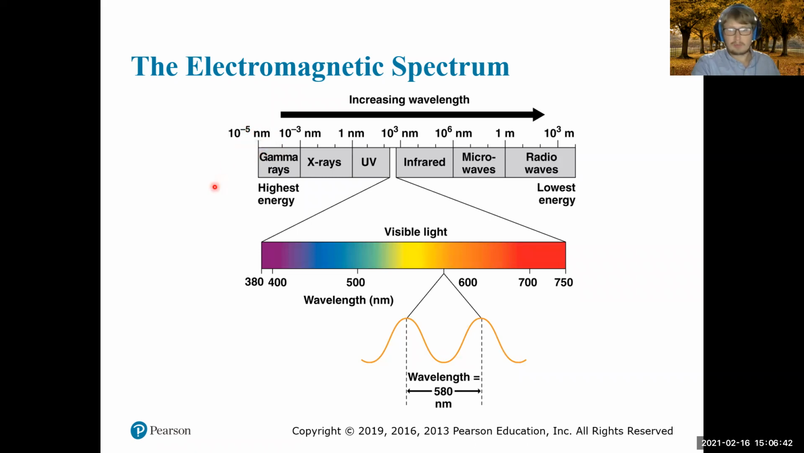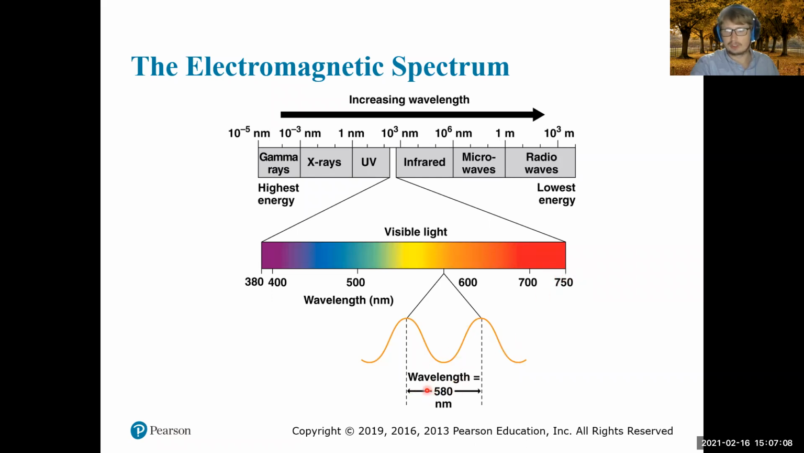Now, the visible spectrum, so the visible radiation that we can see as color, is from 380 nanometers to 750 nanometers. And depending on the wavelength determines the color. So for example, shorter wavelengths are purples and blues. Longer wavelengths are reds and oranges.